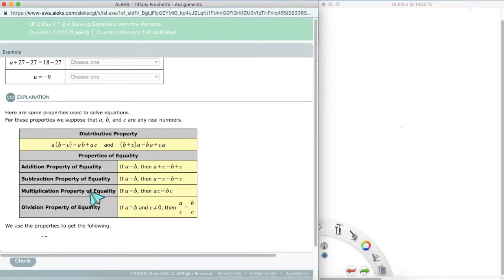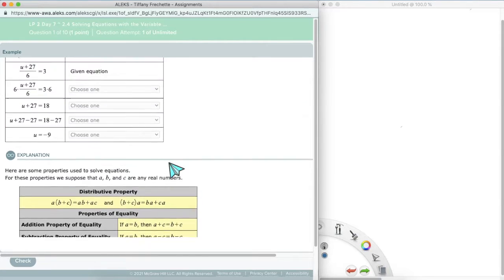Multiplication property, I'm increasing again, but I'm going to multiply both sides by the same thing. So it's not just a simple increase of addition. I'm actually multiplying on this one. But again, I can multiply by the same thing on both sides. And then division property. I can divide by the same thing on both sides. So these are the properties we need to choose in these drop-down lists.